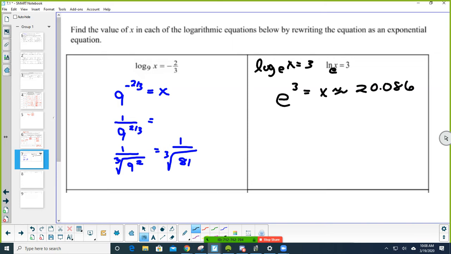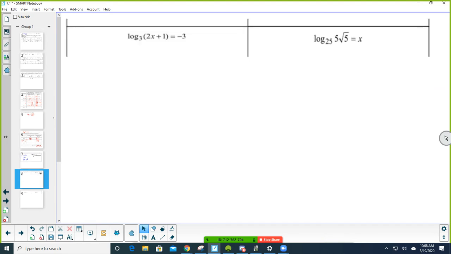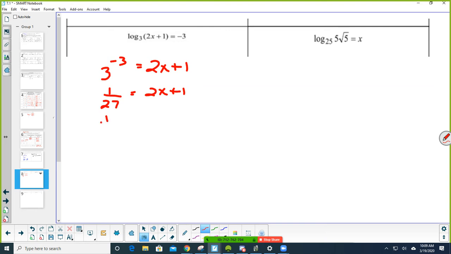Okay. Let's come down here. Only got 2 more screens left. We'll be quick today. Here's another one. On this one, we're still just going to take our base. This is log base 3 of 2x plus 1 equals negative 3. So we're going to say the base to the negative 3 equals 2x plus 1. And basically what we've done here is we have just gotten rid of the log part. So now I have 1 over 27. That's the same thing as 3 to the negative 3 equals 2x plus 1. And basically we have changed it into an algebra 1 problem.